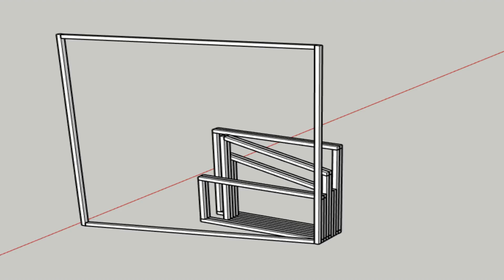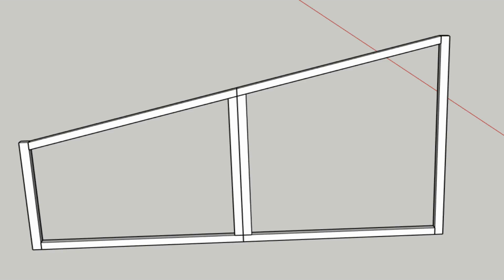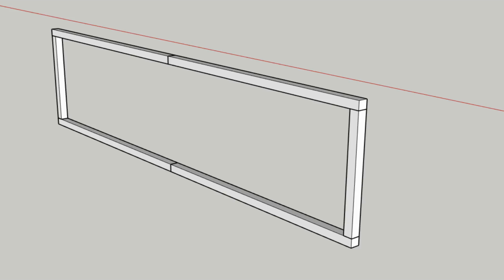Let's start with the side panels. We make a cut in the middle, then we add vertical pillars to the left and right of the cut, and we got ourselves two smaller panels. Let's go to the front and back panels.